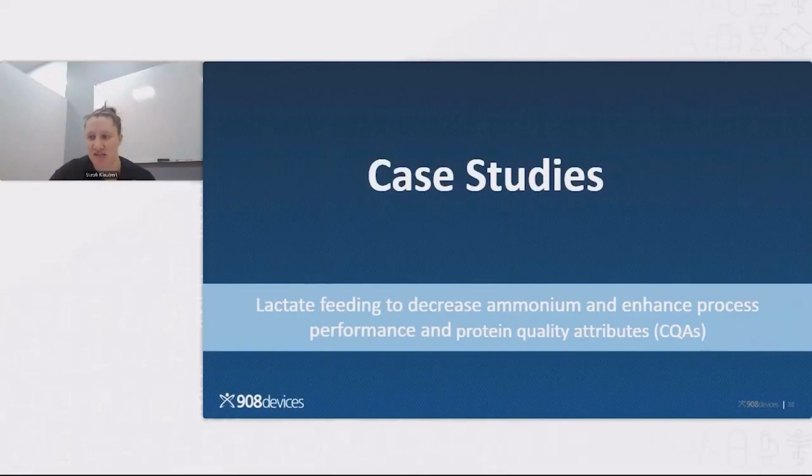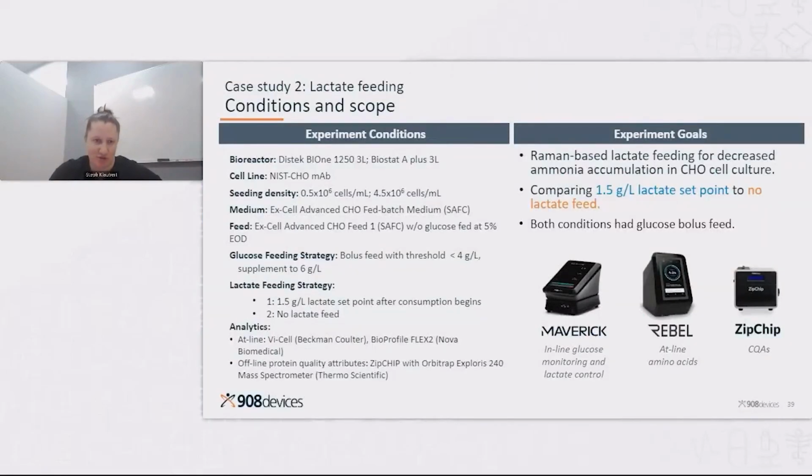So the next case study that I want to discuss is implementing the MAVERICK for a RAMAN-based lactate feed, with the goal essentially of decreasing the ammonium that's built up in the culture and enhancing process performance and CQAs. A lot of the experimental conditions are very similar, so I'm not going to dive too deep into that, but it is all there on the left in case you're interested.